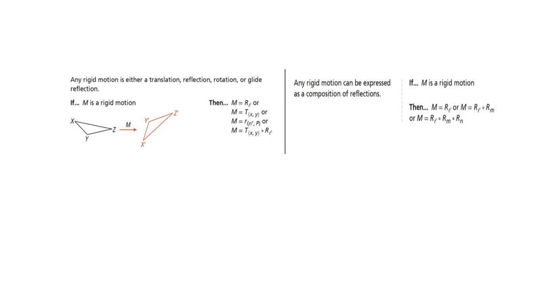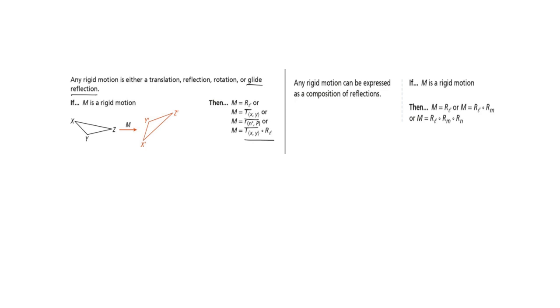Here's some more theorems that kind of go with this. It says any rigid motion is either a translation, reflection, rotation, or the composition, which we call a glide reflection. So if M is a rigid motion, it's a reflection over a line, a translation, a rotation, or a translation and a reflection. So it can be any one of these, as any rigid motion.